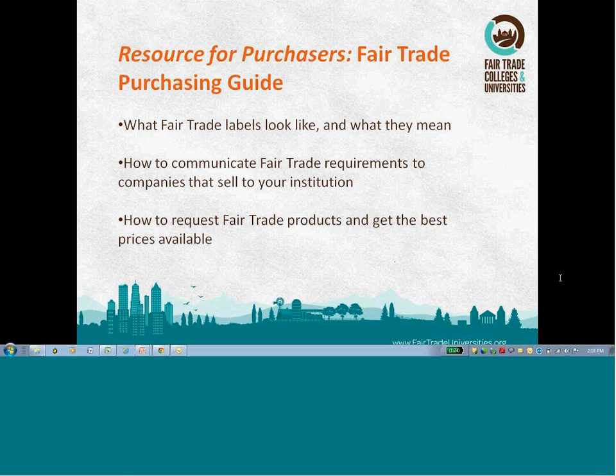So it goes through what fair trade labels are out there, what they look like, what they mean, how to find them, how best to write language into your contracts or your bid solicitation documents that help communicate fair trade requirements to the vendors that want to sell to your college or university. It's important to have the right language, the right approach to that. And also how to request fair trade products and get the best prices available. So I want to give you a little sneak peek at the guide. Next slide, please.